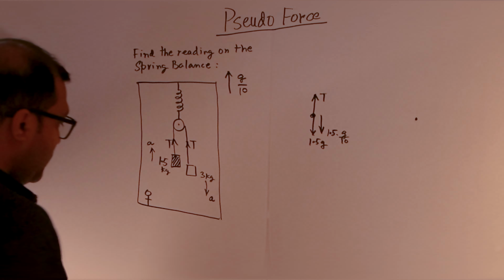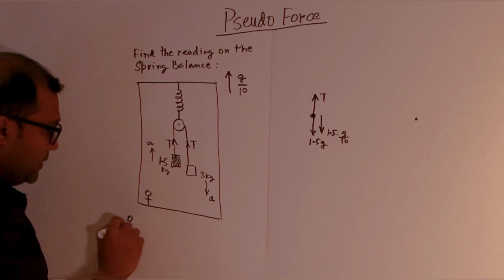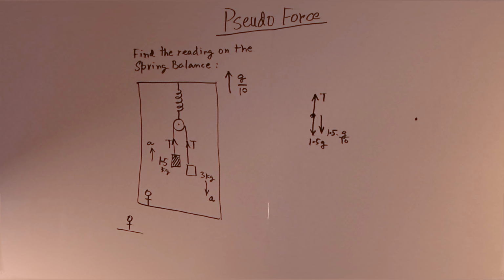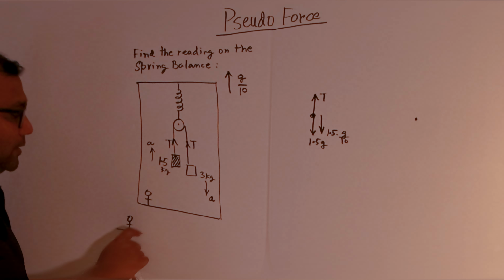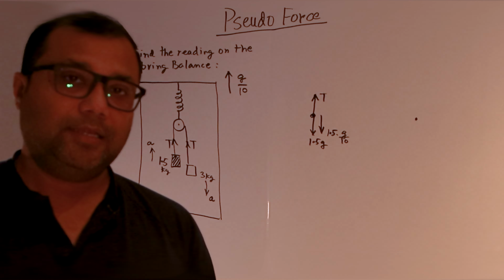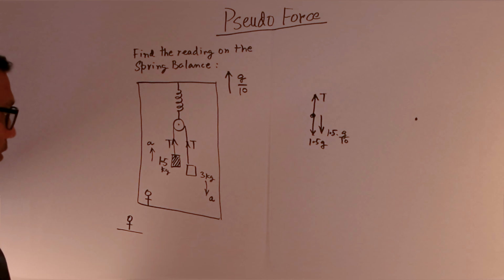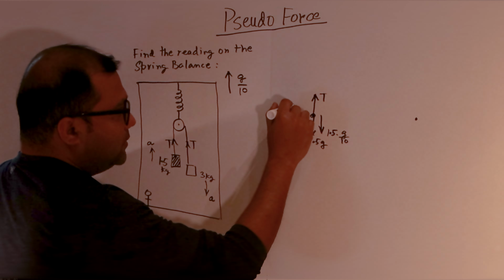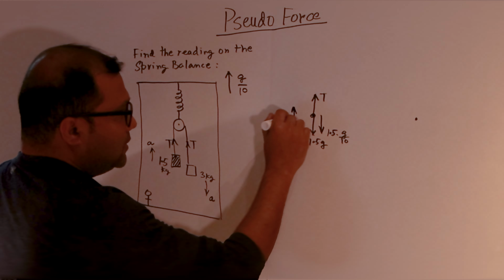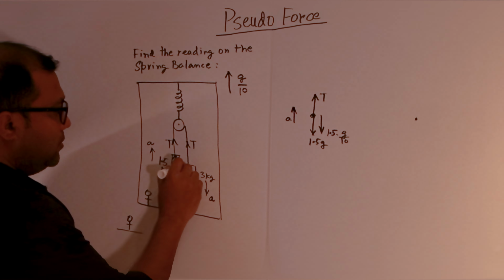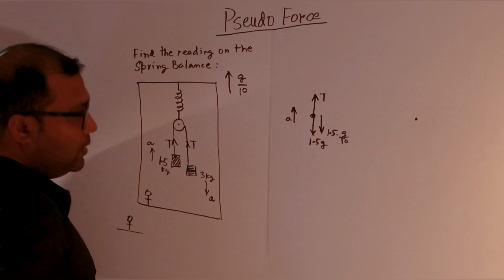If a person was outside the elevator on the ground, he would not measure this as a. It will be something different, and it will become more complicated. That's why we move inside the elevator and solve this in a non-inertial frame. Now, if 1.5 kg is going up with an acceleration a, now similarly, let's draw the free body diagram of the 3 kg.